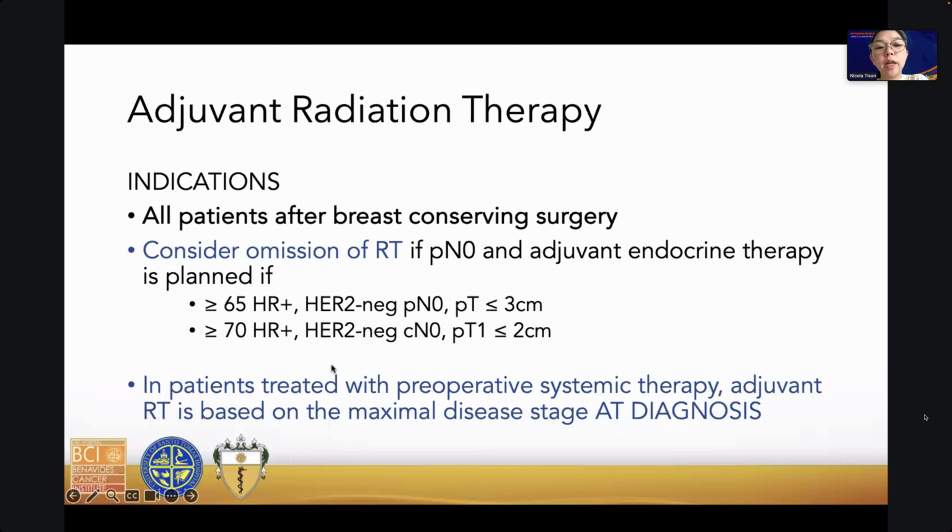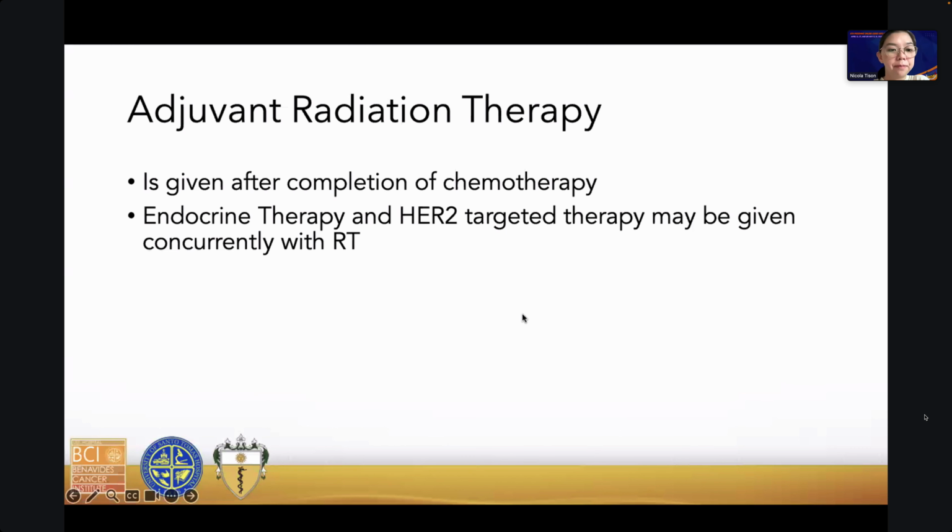Now in patients who went for pre-op systemic therapy, adjuvant RT is based on the maximal disease stage at diagnosis. So even if you had a pCR, if the patient was N1 at diagnosis or T4 at diagnosis, then that is still an indication for their adjuvant RT. Adjuvant RT is usually given after the completion of chemotherapy, and endocrine therapy and HER2 targeted therapy may be given concurrently with RT.